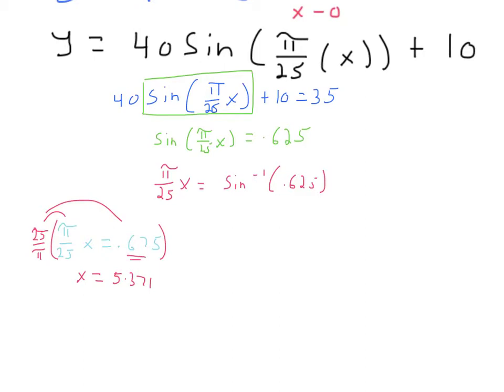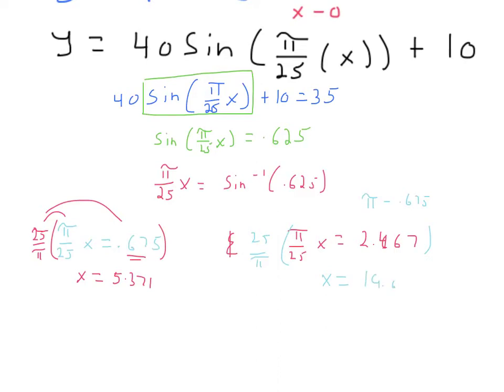Okay, but this was just one of the angles that had a sine of 0.625. So we can say that 2 pi over 25 x is equal to 2.6467. And we got that because we're looking on the unit circle for angles that have the same y value, pi minus 0.675. Multiply this by 25 over 2 pi, and x is equal to 9.632.